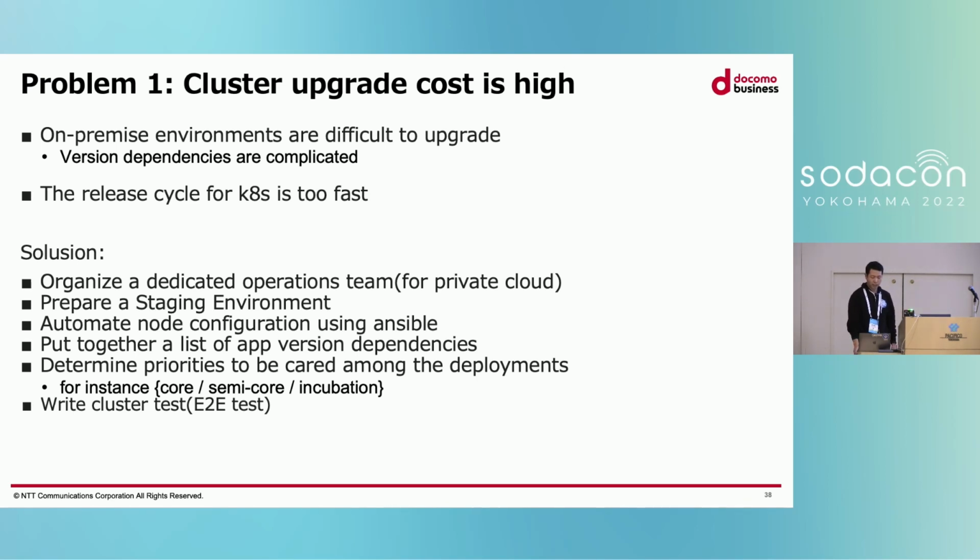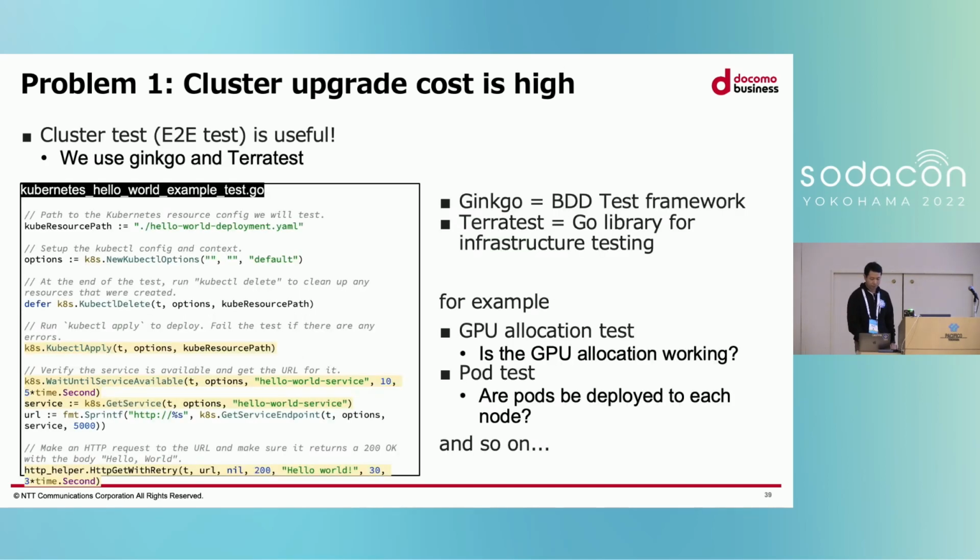Then it is important to determine which services to focus on when upgrading. And finally, I especially recommend writing cluster tests. As a cluster test, we use Ginkgo and Terratest for end-to-end testing. Ginkgo is a BDD testing framework available in the Go language. And Terratest is a Go library that provides patterns and helper functions for testing infrastructure, and it supports Terraform, Kubernetes, AWS, and more.